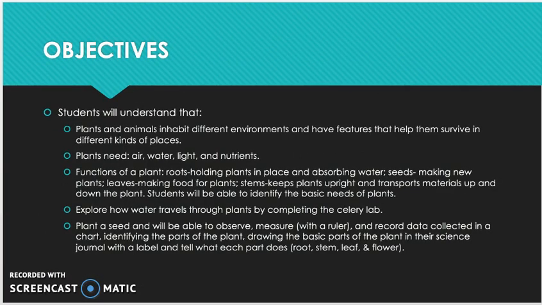The objectives of the lesson: students will understand that plants and animals inhabit different environments and have different features that help them survive in different places. Our main focus again is plants, but the state says that we have to teach plants and animals together, so that's why animals is being mentioned. They should be able to tell us that plants need air, water, light, and nutrients, the functions of a plant, what each part of the plant does, and how water travels through the plants, providing nutrients by completing the lab.